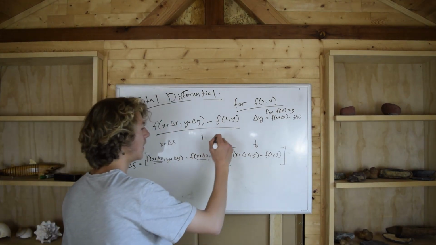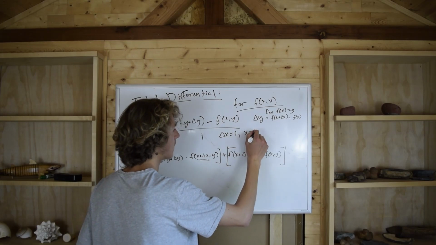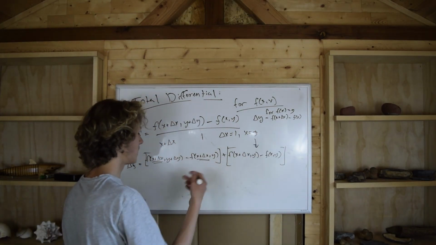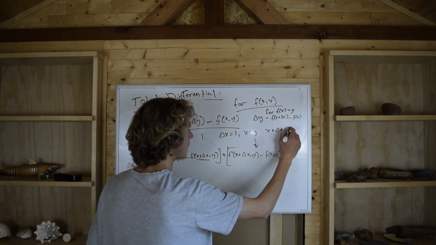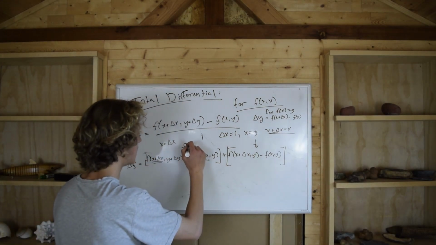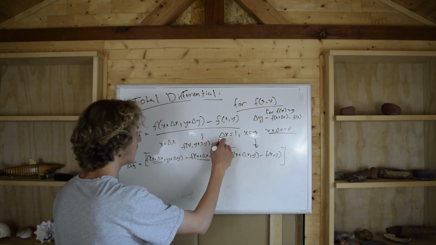So let's say that delta x would be 1, and let's say that x is 3, for example. Now x plus delta x is just 4. That's just what it is. And so now we're saying f of 4 comma y plus delta y minus f of 4 comma y.